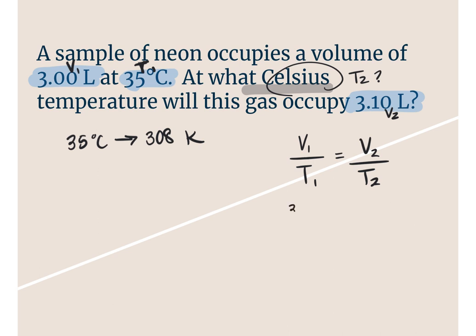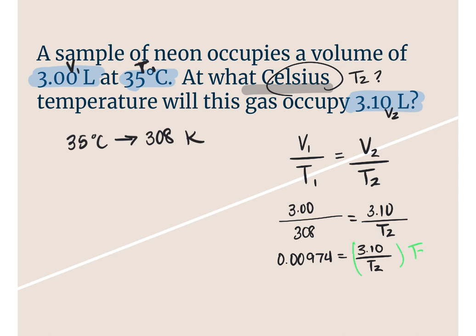So first volume is 3.00, first temperature is 308 Kelvin, second volume is 3.10, so we increase slightly. T2 is our unknown variable. So I'm going to do what I did last time, solve things on the left. So that is 0.00974 equals 3.10 over T2. If I'm trying to solve for T2, I have to get it out of the denominator, so I'm going to multiply both sides by T2.